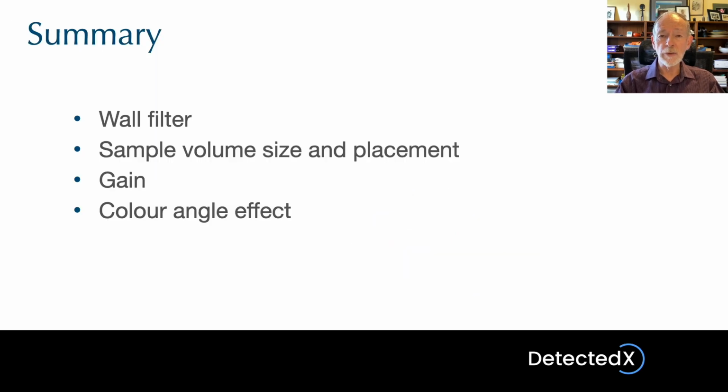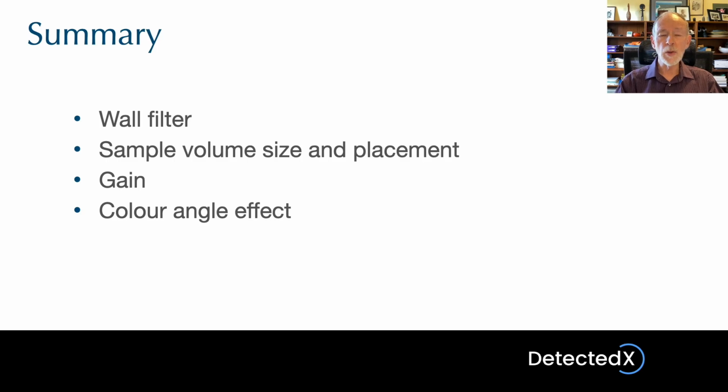So we've looked at just a few artifacts associated with controls. We looked at wall filtering, we looked at the sample volume size, and I should mention that if you position the sample volume wrongly, you'll obviously get different waveforms. For example, if the sample volume is not in the center of the vessel, but is to one side, then you won't see the peak velocities in the vessel. You will get incorrect measurements.